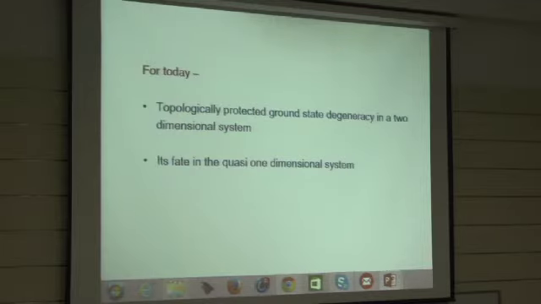What I would like to do today is to explain how we can create a topologically protected ground state degeneracy. So I'd like to focus on this issue of a ground state degeneracy that doesn't change as we change parameters. This will be the first half of the time I have left. The second half will be what happens to this protected ground state degeneracy as we remove the protection by making the system narrower and narrower.